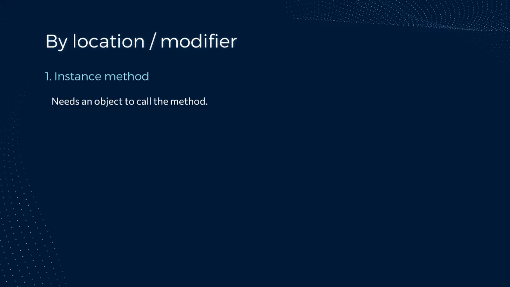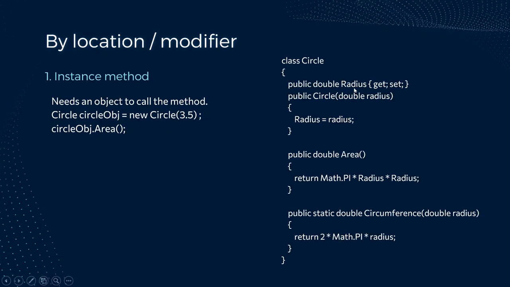An instance method needs an object to call the method. Here you can see one example. On the right hand side I have created one class, the Circle. We will be discussing more on classes and objects in our upcoming videos, but for demonstration purposes I have just taken one Circle class example. In this Circle class we have three methods. One is Circle, which is called the constructor, and I will be discussing it. The second one is public double Area, which will give you the area of the circle. And the third one is public static double Circumference, which will give you the circumference of the circle.